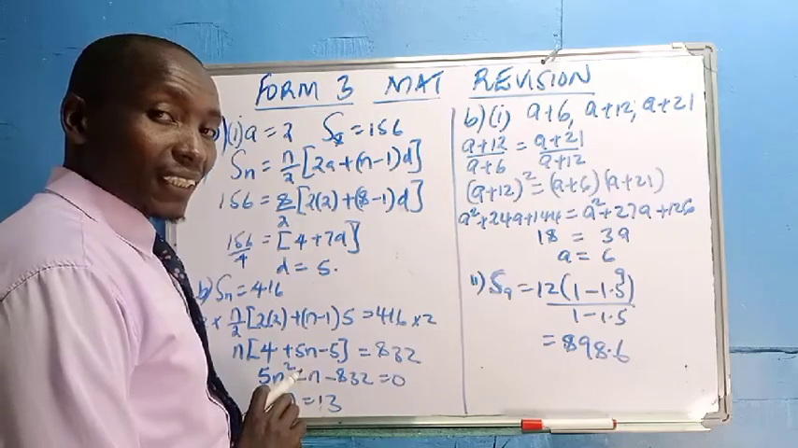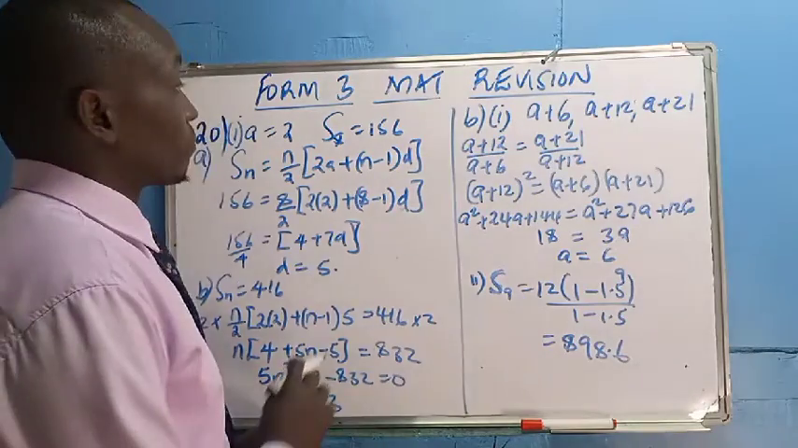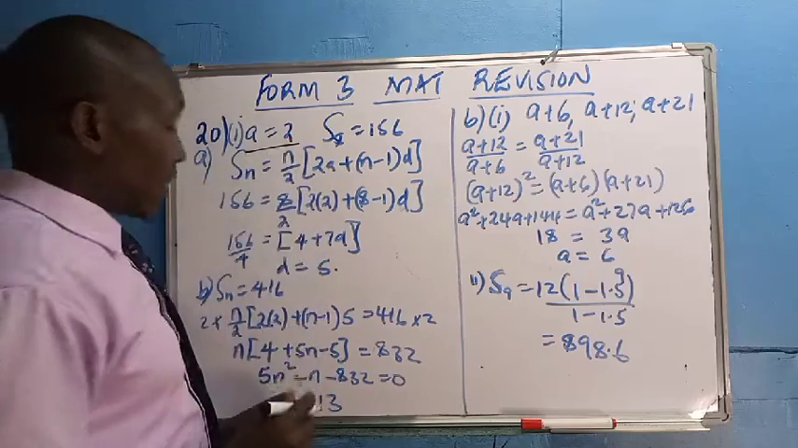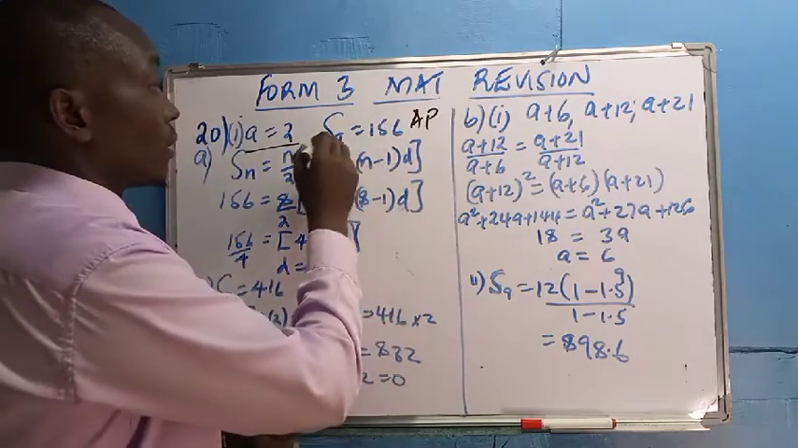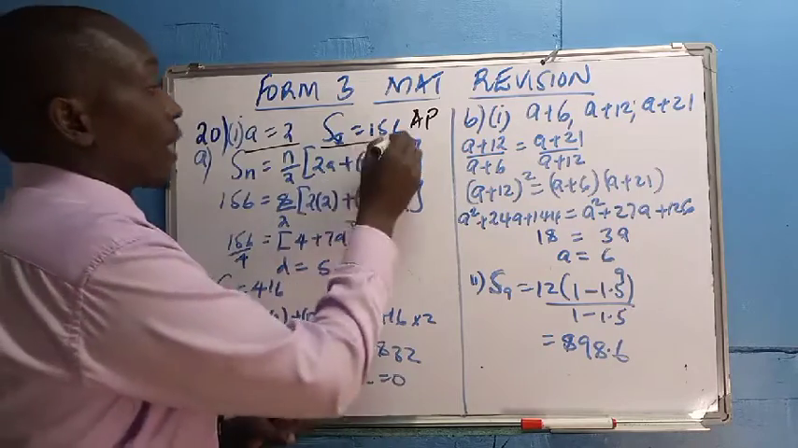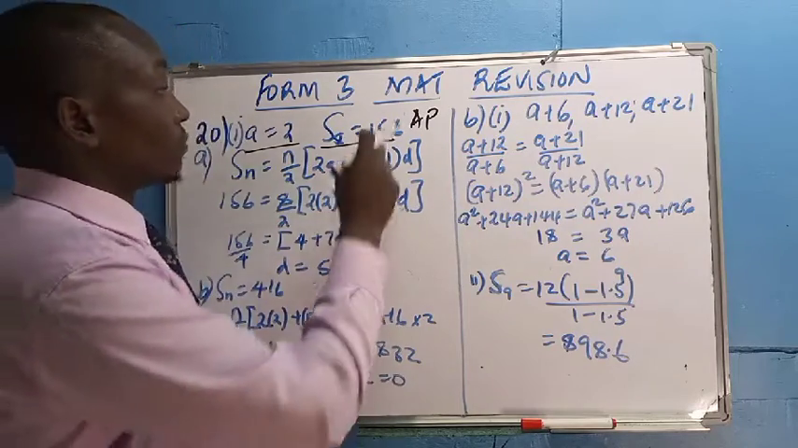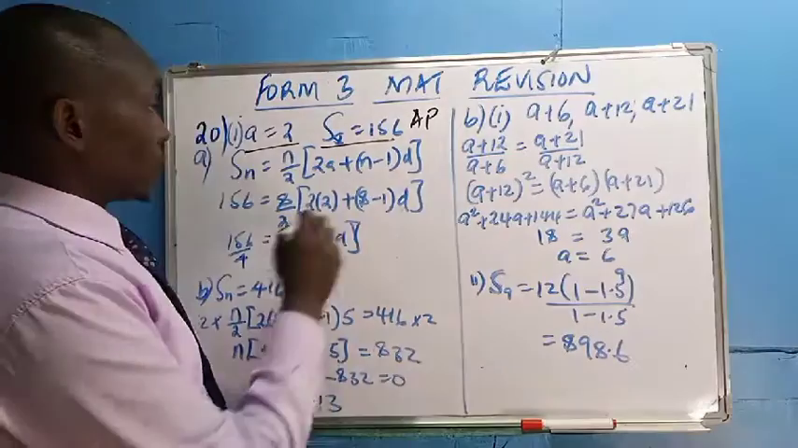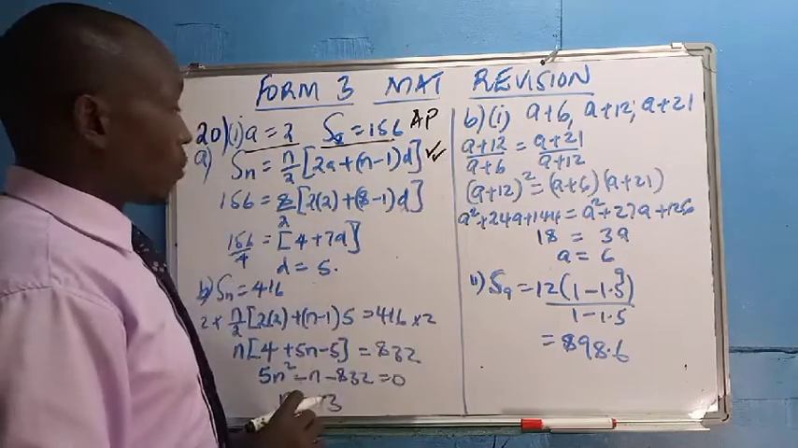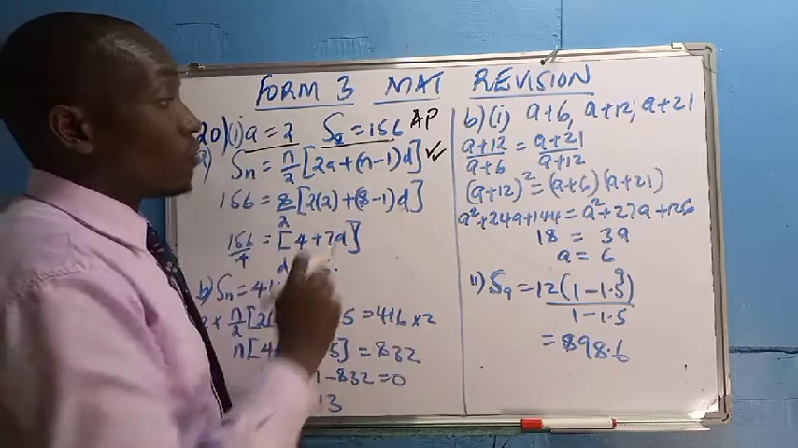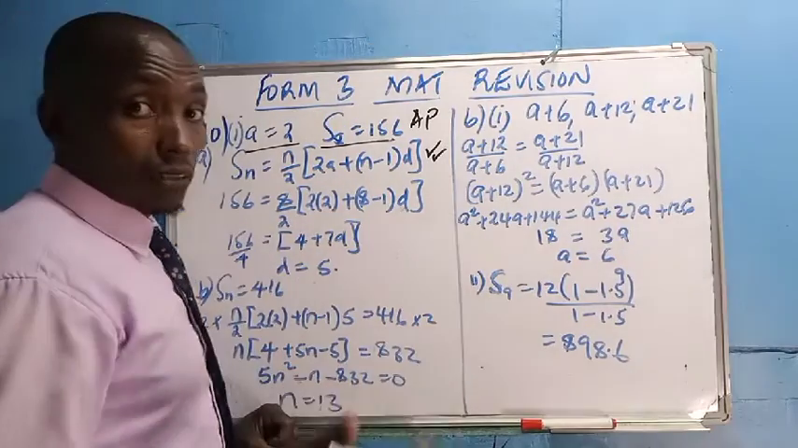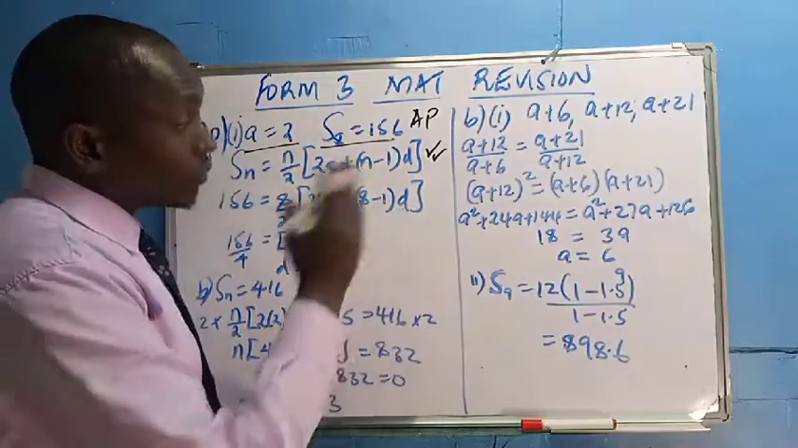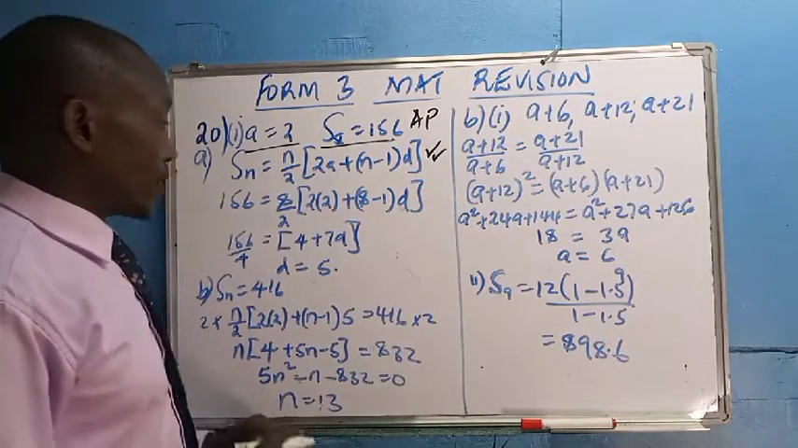Okay, question number 20. Sequence and series. You're given that the first term of AP, so this one we're working with an AP, is 2. The sum of the first 8 terms, 156. So this is the formula for the sum of the first n terms of an AP. Don't mind, this one is in the mathematical table at the back of the mathematical table.